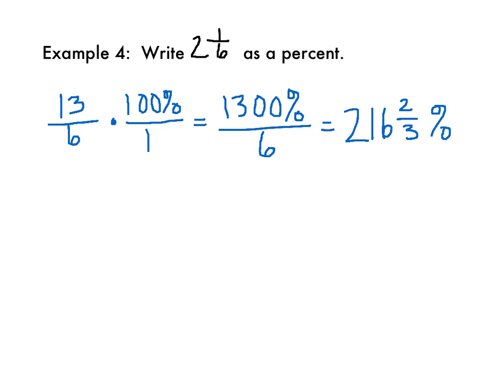Method 1, shown in example 3, is quick if we can recall the percent equivalent of a fraction. Method 2 is easier if the percent equivalent does not readily come to mind. We will use method 2 in this example. We write the mixed number 2 1/6 as an improper fraction, 13/6, and multiply it times 100%. Our answer is 1300% over 6. We simplify this division problem, and our final answer is 216 2/3%.